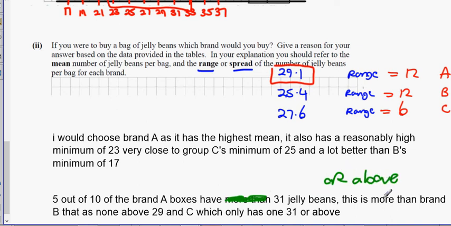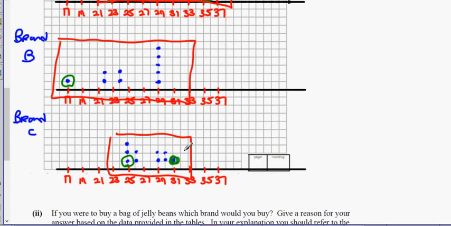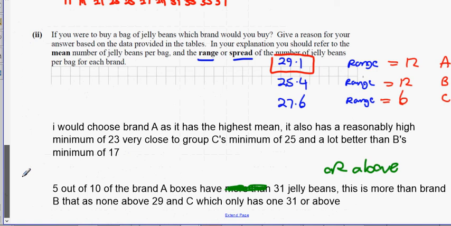This is more than brand B that has none above 29. And brand C only has 1 at 31 and above. So it means brand A are much more likely to get more sweets. Some people might also argue that, look, I'd prefer to get brand C because at least I'm guaranteed more consistent amount of jellies. Do you understand? Brand C has a smaller range. So that's an argument you can make as well. Is everybody happy with that answer?